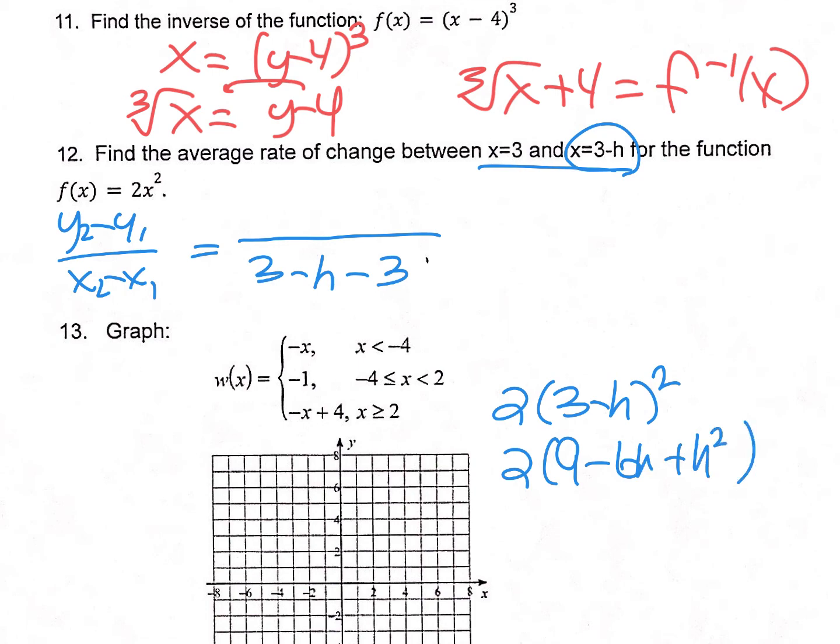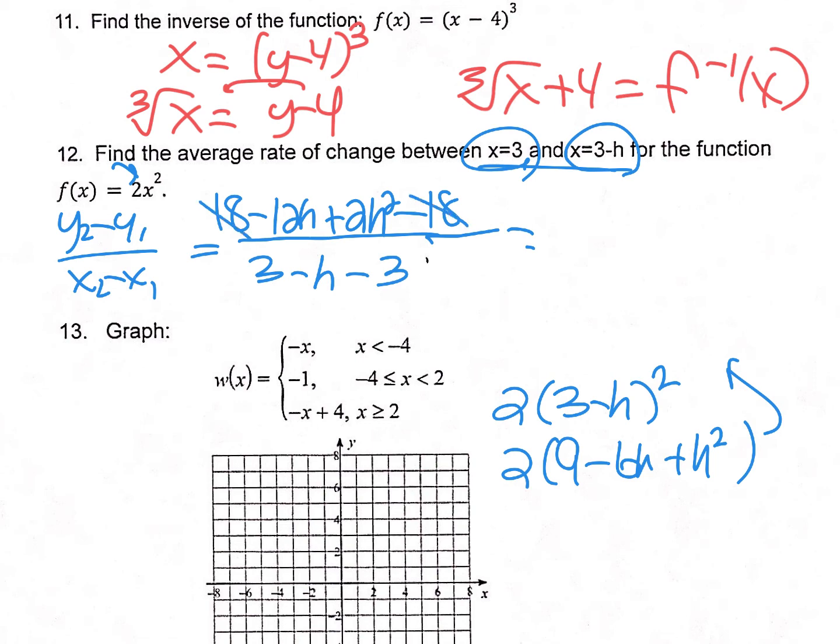And I'm going to distribute the 2, except I'm going to put it back up there in the fraction. So 2 times 9 is 18, 2 times 6 is 12, 2 times h squared is 2h squared. And I'm going to subtract out this one. I'm going to plug in the 3. And if I plug 3 in there, 3 squared is 9, 9 times 2 is 18, so just get minus 18. All right, now I'm going to simplify as much as I can.